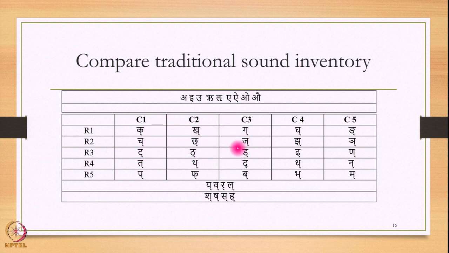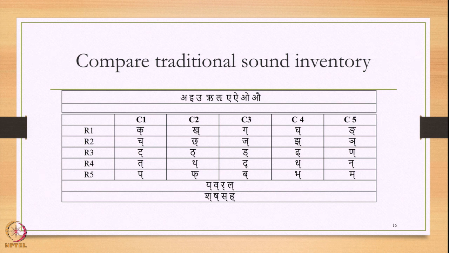This particular arrangement of sounds is based on certain scientific principles, namely, the rows are arranged on the basis of the place of articulation of the sounds, and the columns are arranged on the basis of the effort required for articulation of sounds. On these two bases, we see that the traditional sound inventory arranges sounds in this particular fashion. K, kh, g, gh, ng, ch, chh, j, jh, ny, t, th, d, dh, n, t, th, d, dh, n, and p, ph, b, bh, m. These are the 25 class consonants as they are called.